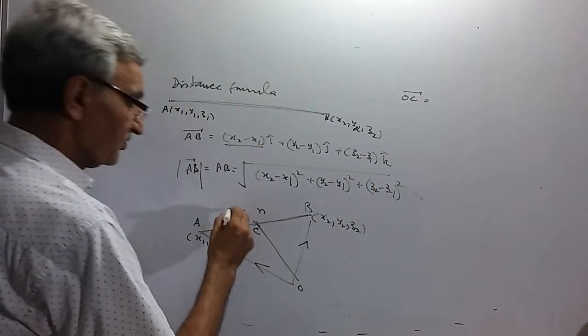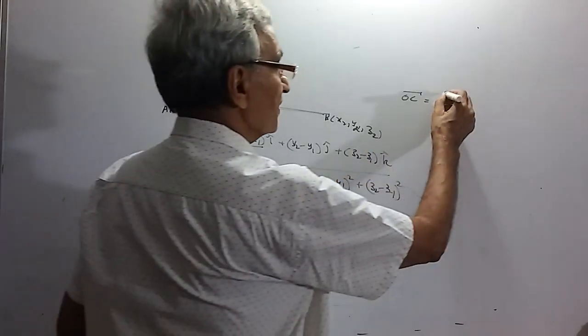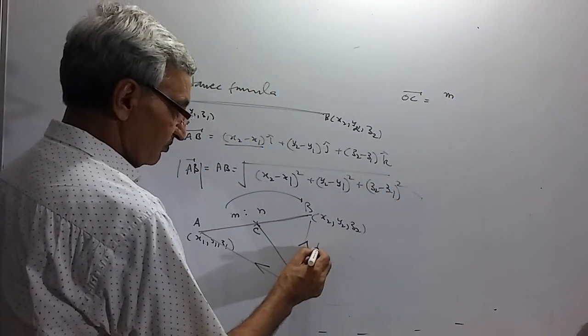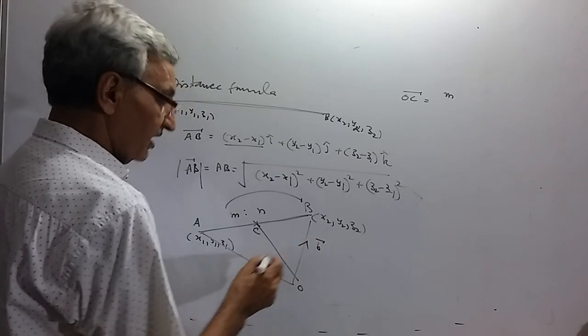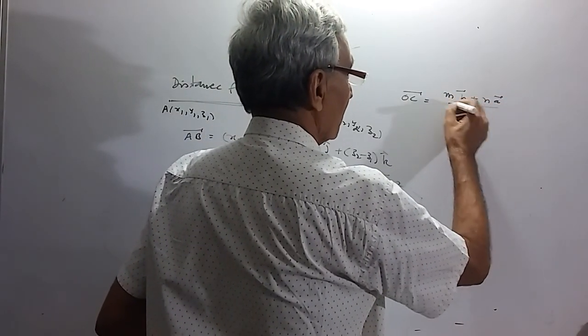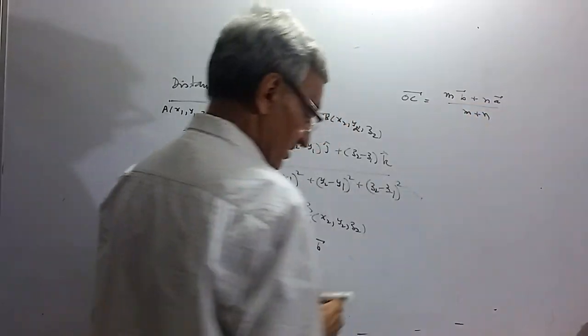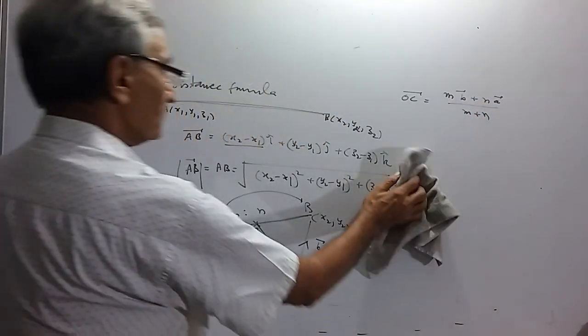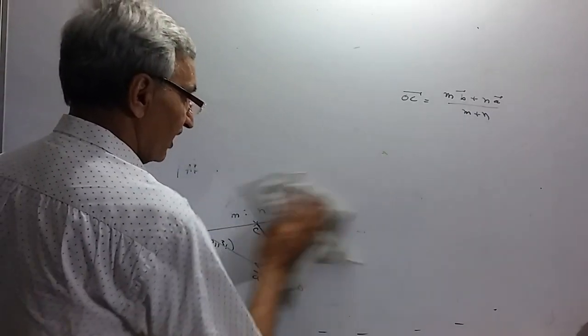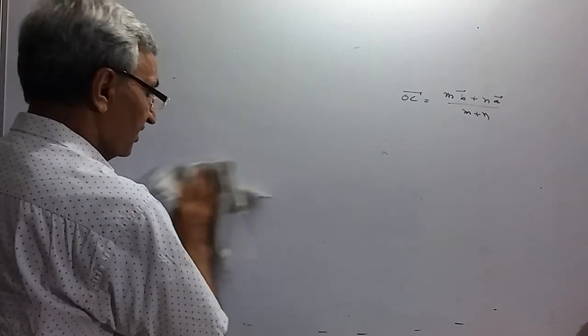m into the position vector of B, and this is the position vector of A, m into B plus n into A, divided by m plus n. This is the position vector of the point C, which divides this in the ratio.